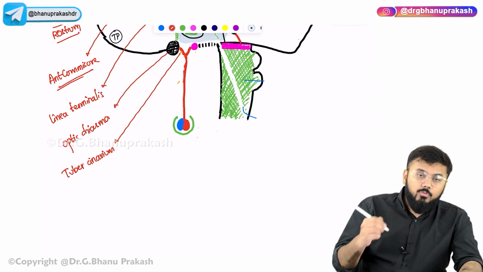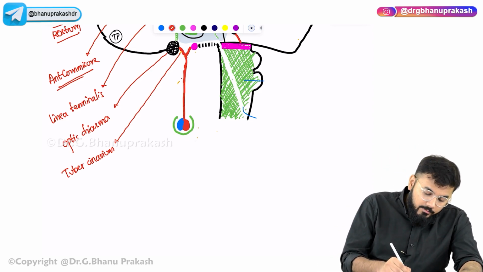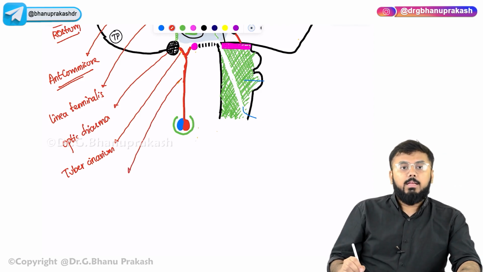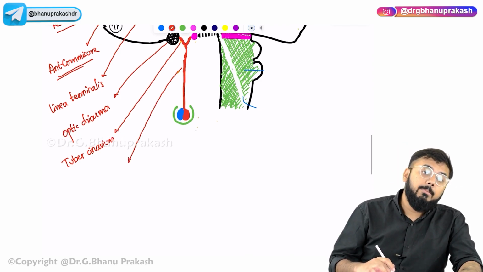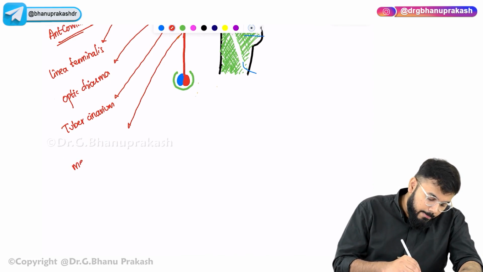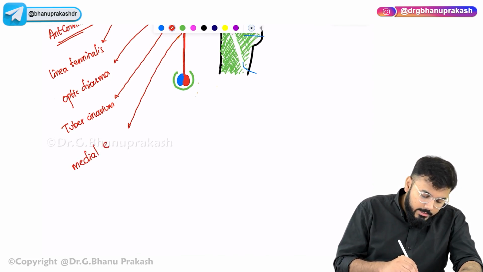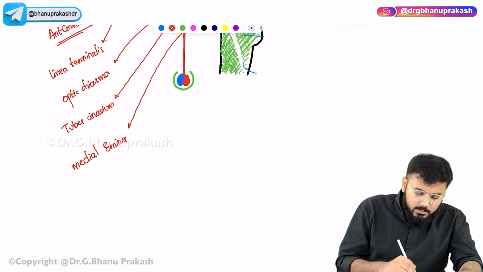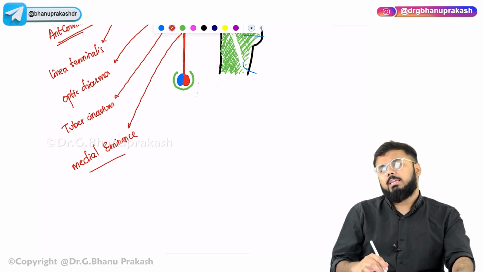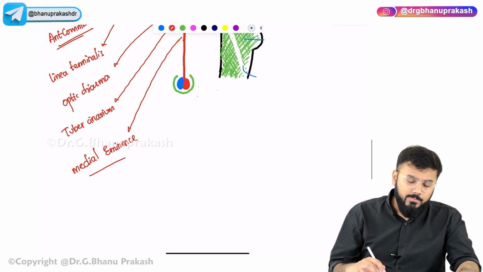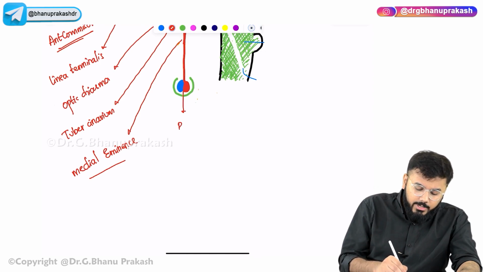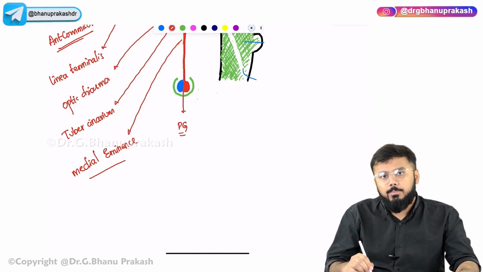Now, hanging down from this tuber cinereum, you have another important structure here. This is called your medial eminence. Once you practice this picture, many questions will be solved. And all of you know this is your pituitary gland. Yes or no?